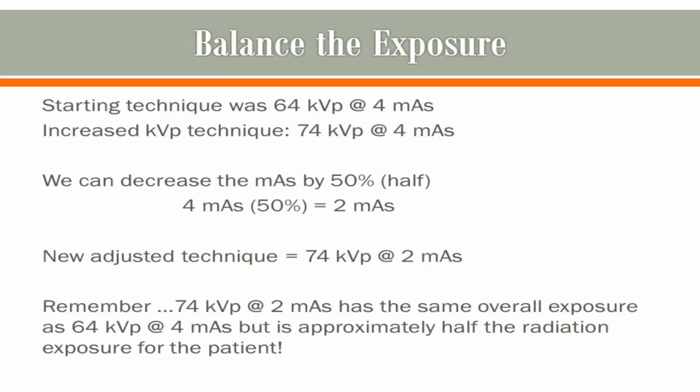So what we can do to maintain the overall exposure is to increase the kVp by 15%, like we did, and decrease the mAs by half, and that will keep our overall exposure the same. So like I said, we do this first by increasing the kVp from 64 to 74 once we add that 15%. And then we need to decrease our mAs by half, or 50%, so that our starting mAs of 4 becomes 2 mAs. The new technique is now 74 kVp at 2 mAs, and this is the equivalent overall exposure to our starting technique of 64 kVp at 4 mAs. And because we cut the mAs in half, we also reduce the radiation exposure by half as well.